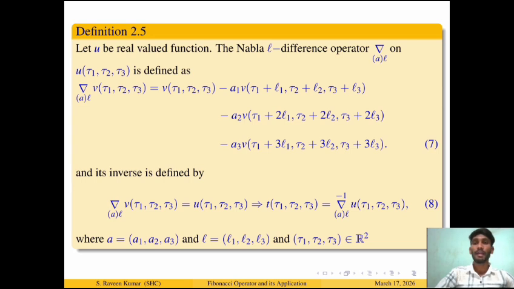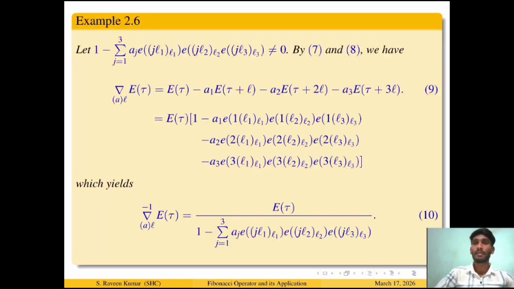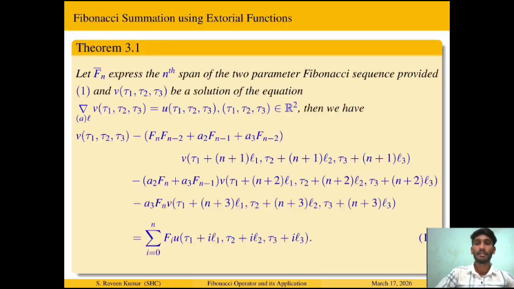Definition 2.5. Let u be a real valued function. The Nabla L difference operator del A of L on u of tau 1, tau 2, tau 3 is defined as equation 7 and its inverse is defined by equation 8. Example 2.6. Let 1 minus summation j equal to 1 to 3 aj e of j L1 into L1, e of j of L2 into L2, e of j of L3 into L3 not equal to 0. By 7 and 8, we get equation 9.